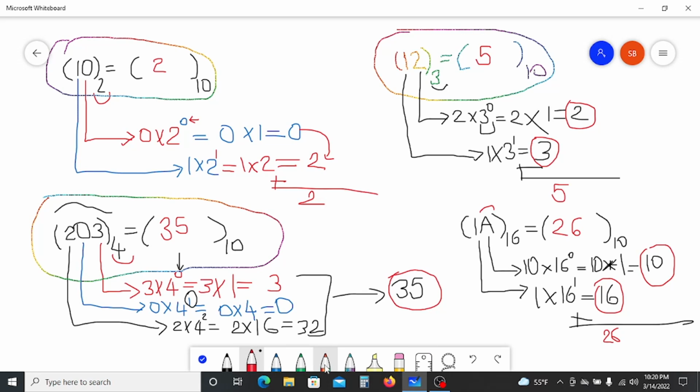Do you see? It is our fourth example. So in this lecture, we discussed a little bit about the number systems. We will go into details in the coming classes. And we also did how we can convert base 2 to base 10, base 3 to base 10, base 4 to base 10, base 16 to base 10.